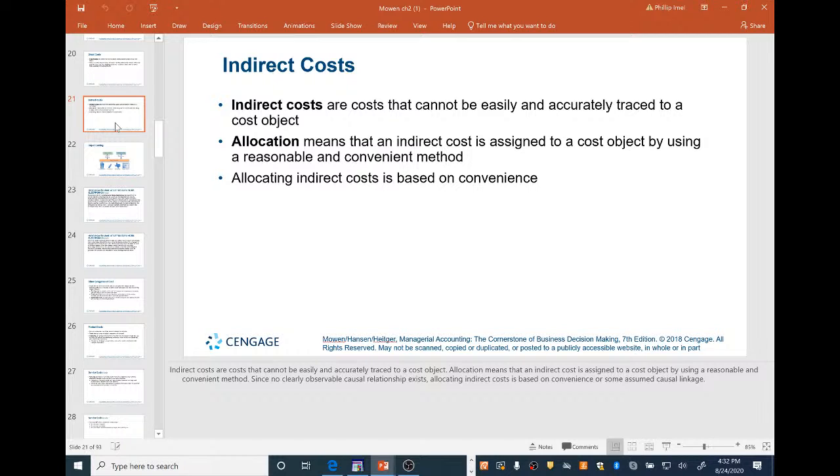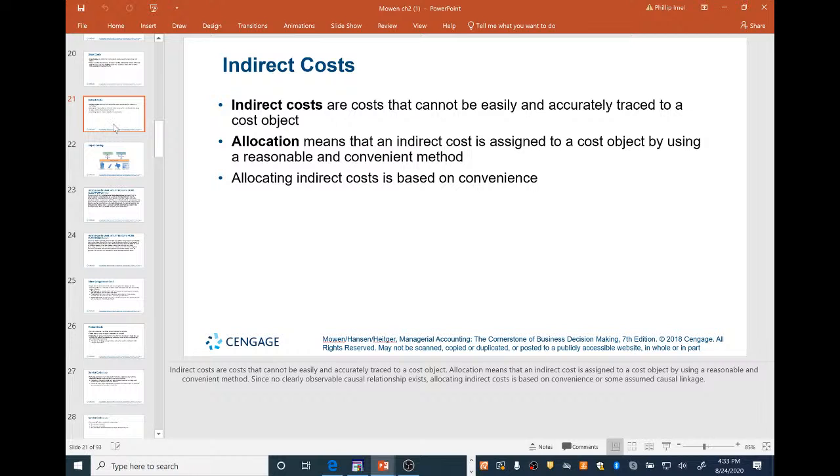Everyone good on direct cost and indirect cost? So what's the difference between the two again? Direct is something easily traceable, indirect is not. Right. And indirect, how is that going to be? It's going to be allocated, right?